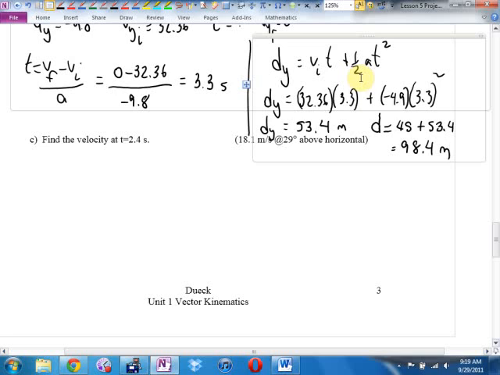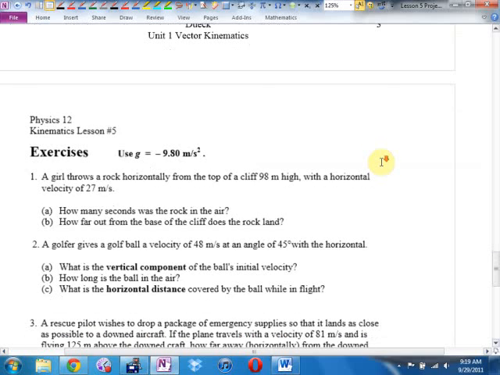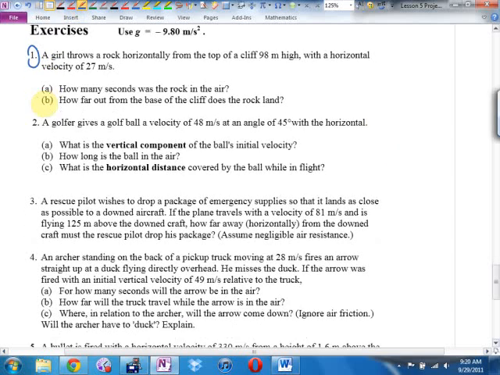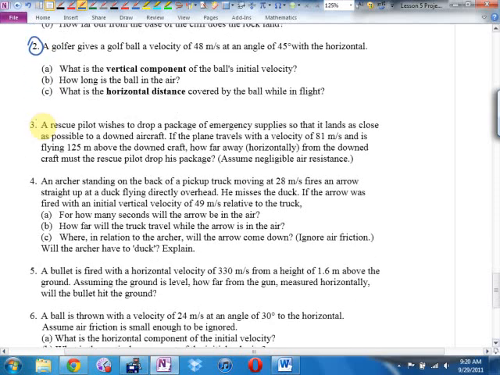Can you know what the homework's going to be? Probably number one. Probably number two. Probably number three. Probably number four. Five.